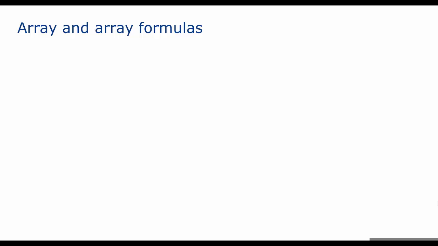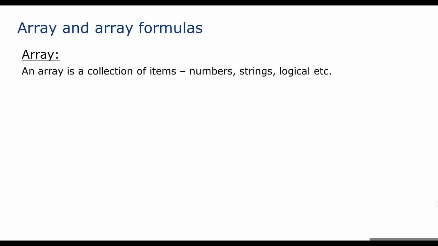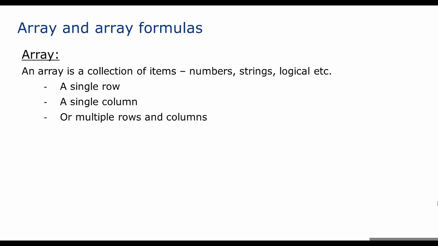If you have done a little bit of programming, you may have run across the term array. In the context of Microsoft Excel, an array is a collection of items. It can contain numbers, strings, or logical values such as true or false, etc. In Excel, an array can reside in a single row or in a single column. It can even reside in multiple rows and columns.